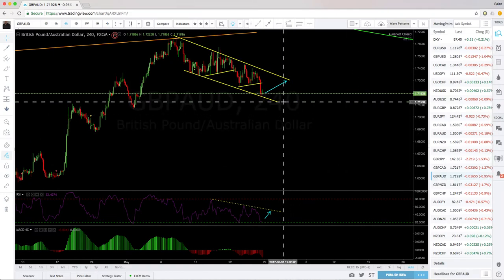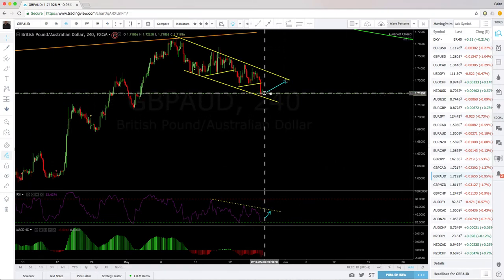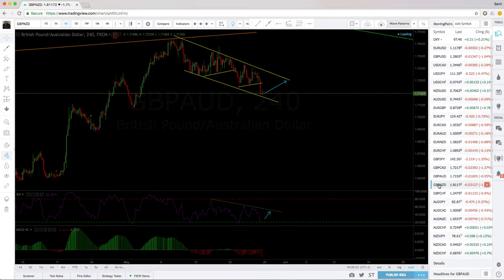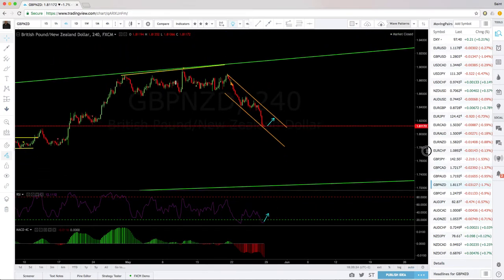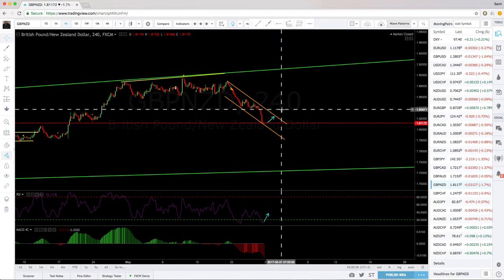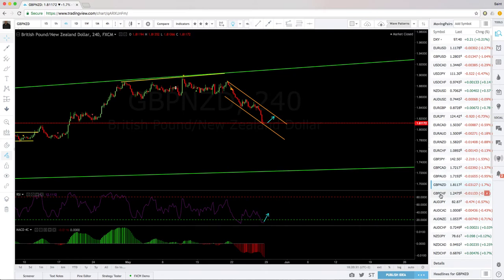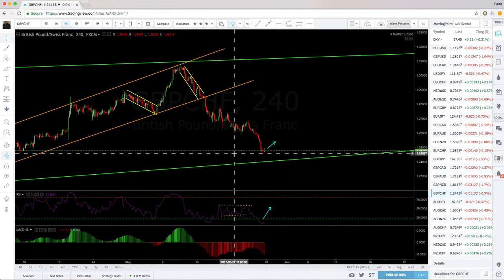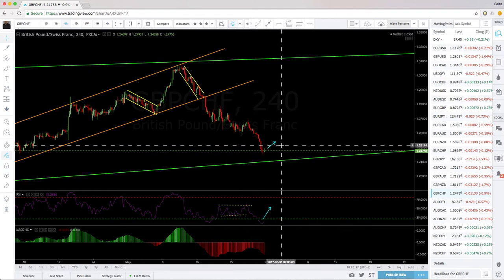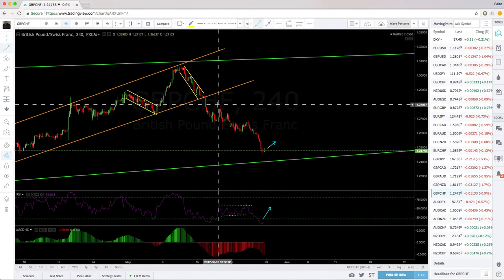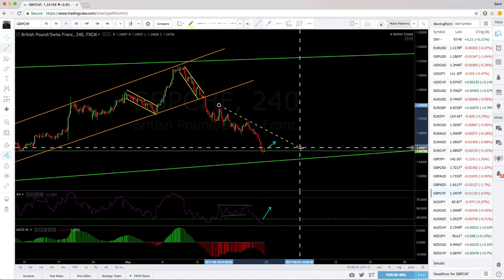Pound Aussie, same scenario. Buy the bounce or buy the break. Pound New Zealand, you guessed it. Buy the bounce or buy the break. Pound Swiss, what do you think? Buy the bounce or buy the break of this pattern?